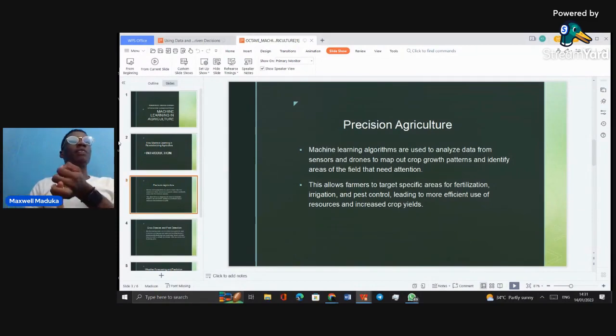It's better for the environment, because the fewer chemicals that are used in the soil, the better for the environment and the better for the soil. And it's better for irrigation and pest control, leading to efficient use of resources and increased crop yield. Next slide.